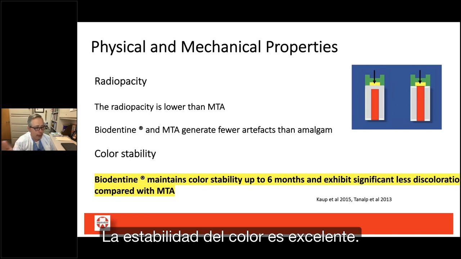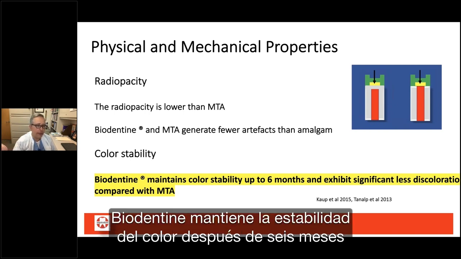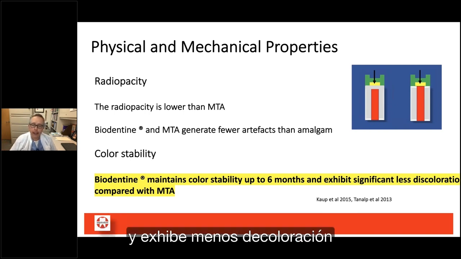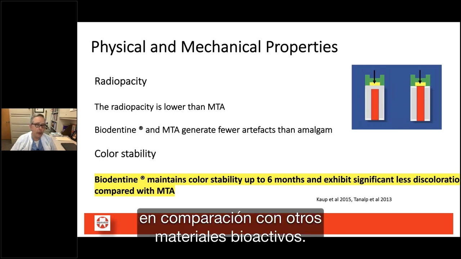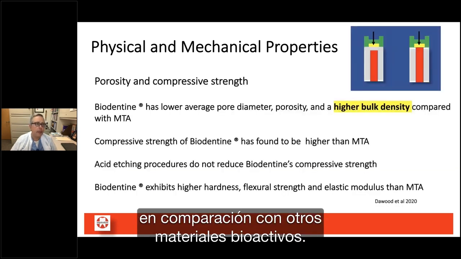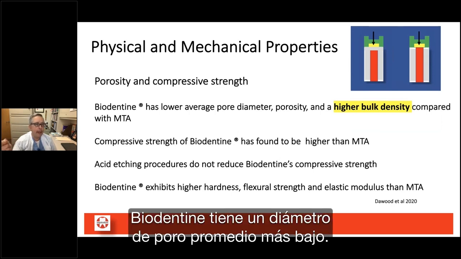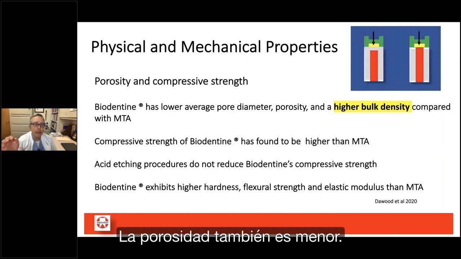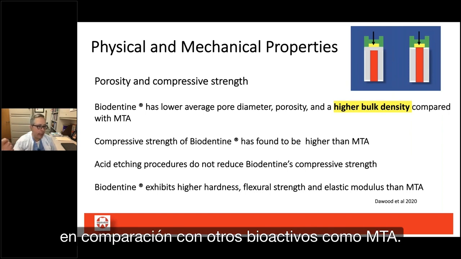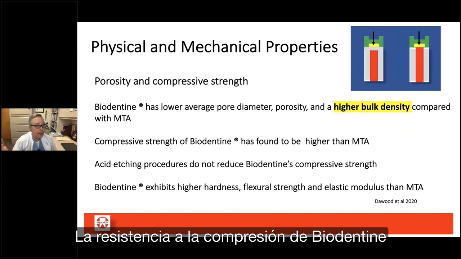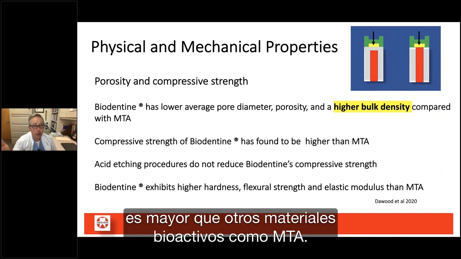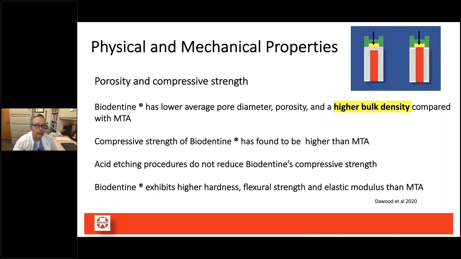Color stability is great. Biodentine maintains the color stability after 6 months and exhibits less discoloration compared with other bioactive materials. How about porosity? Biodentine has a lower average pore diameter, so it's small, really small pores. The porosity is also less, and there is a higher bulk density compared with other bioactive materials like MTA. The compressive strength of Biodentine is higher than other bioactive materials like MTA.